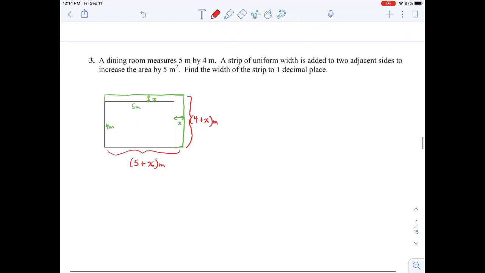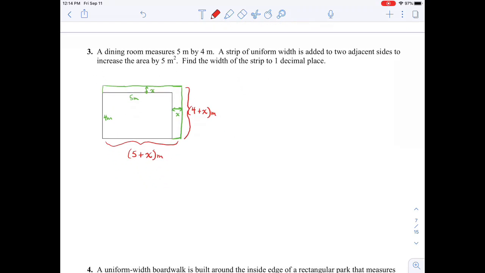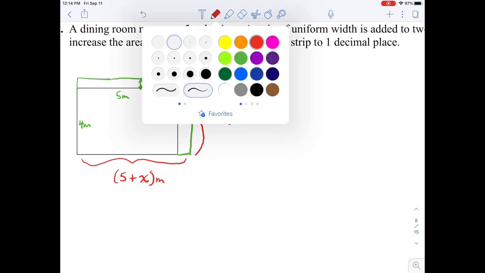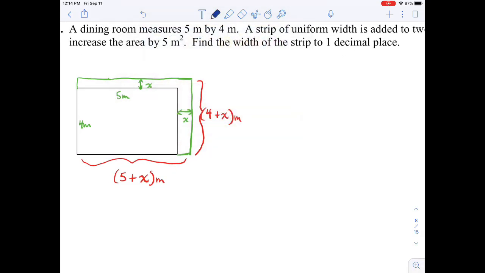Beyond that, we're also told, and we'll use this for our calculations, that we want to increase the area by 5 meters squared. So first let's define that new variable and what this new x is representing. Before we use it in any calculations, I'm going to say let x represent the width of the uniform strip. And then if we can just find a way to solve for x, we'll have our actual value for the width of the uniform strip. Simple as that.